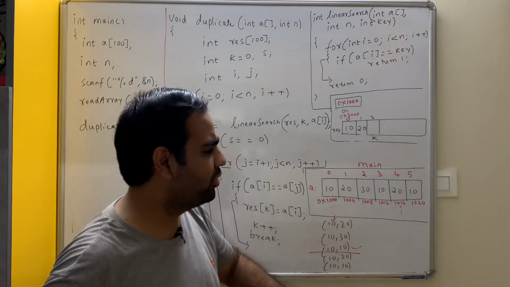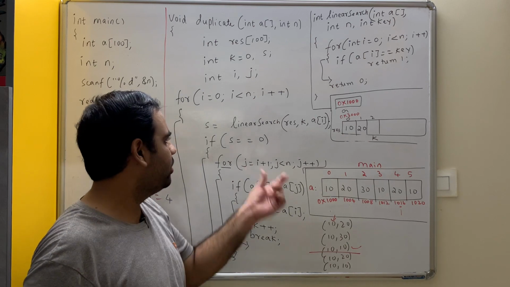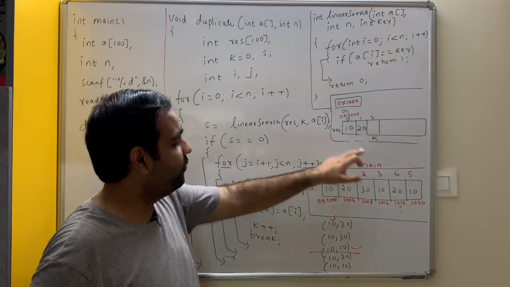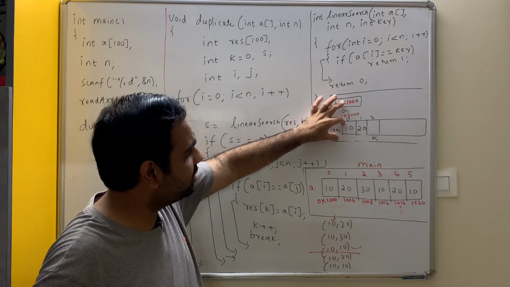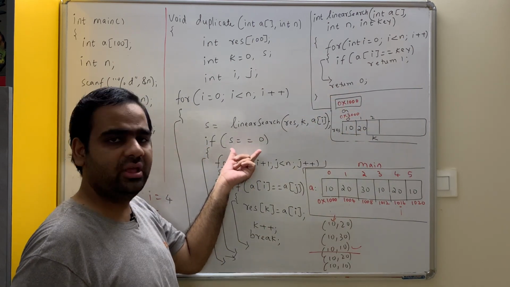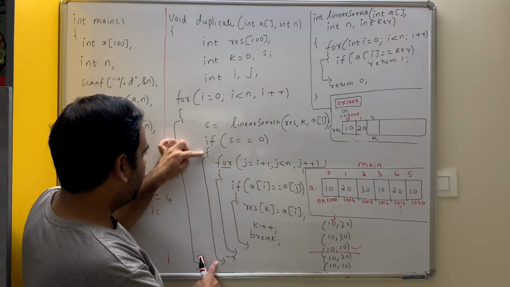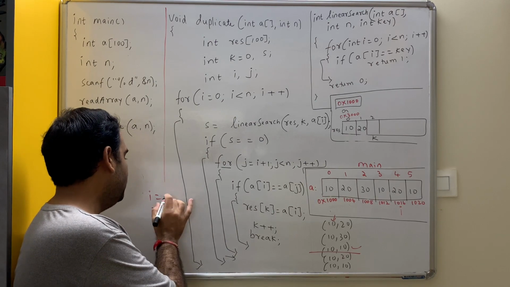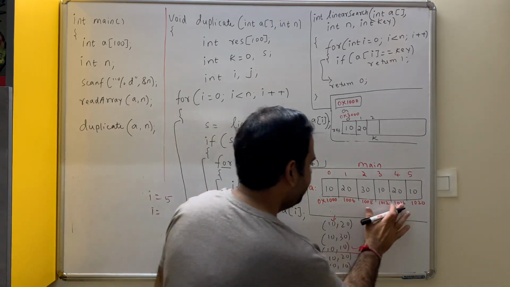Now again you search whether 20 is there in the resultant array or not. You call the linear search function as explained. Now what is A of I? It is 20. Is 20 there in the resultant array? Yes, it will return 1. That means it is there. 1 equal 0? No, do not execute this part of the code. Again you say I plus plus, the value of I becomes 5.